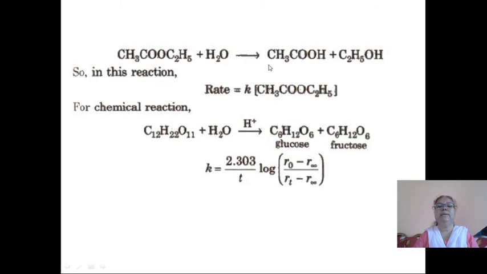Then another example here, ethyl methyl ester and water. That means hydrolysis of ester. It produces acid and alcohol. Here we have the acetic acid and ethyl alcohol, and the rate of this reaction depends on the concentration of ester. Okay, then the inversion of cane sugar, we get glucose and fructose.